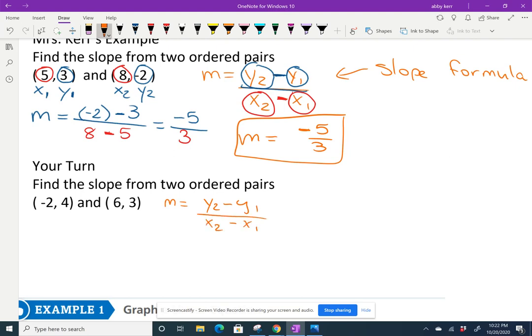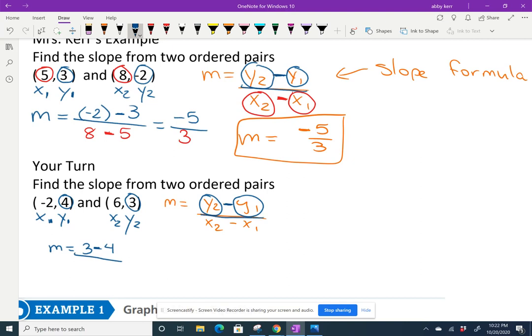So I recommend you always write down the formula, especially while you're just learning. And then labeling. So this is always x, y, always x, y. My first ordered pair, my first ordered pair, my second ordered pair, my second ordered pair. So the -2 and the 4 is my first, 6, 3 is my second. And now we're just plugging in. My formula says y2, so I'm going to plug in my 3. My formula says minus, so I'm going to put in minus. My formula says y1, so I'm going to plug in 4.